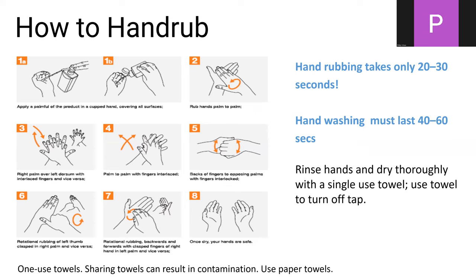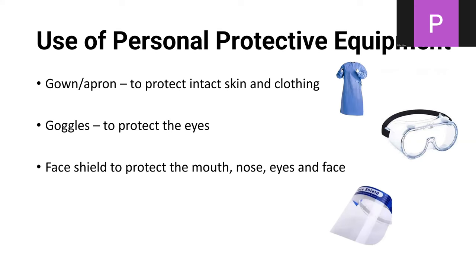After rinsing the hands, dry with a single use towel and use the towel to turn off the tap. So you should not use your hands that you have washed or rubbed to turn off the tap. So you should use a hand towel, single use towel, which can be paper towel or cloth, which is reusable. Next. So that is about hand hygiene.